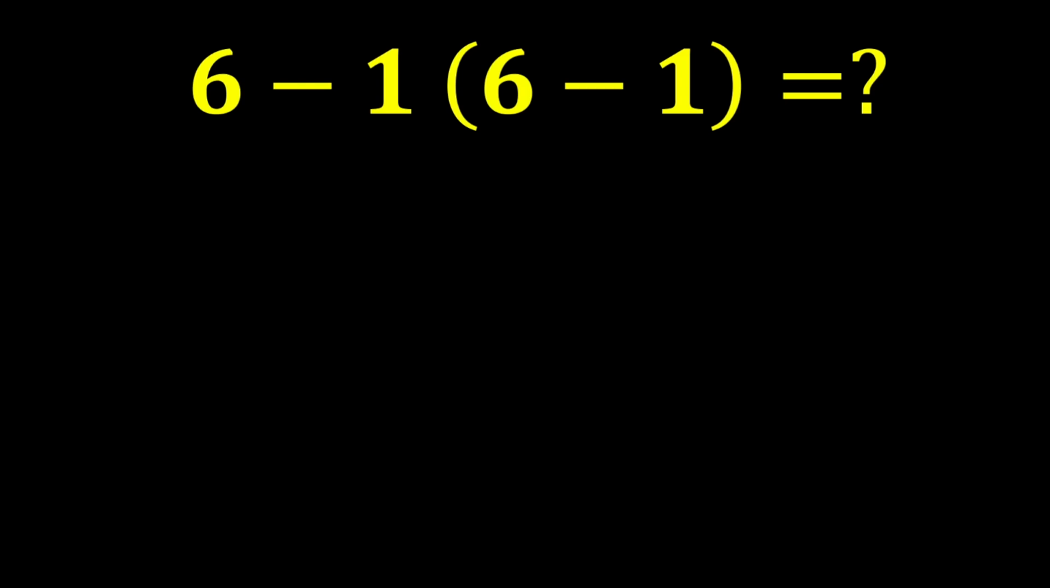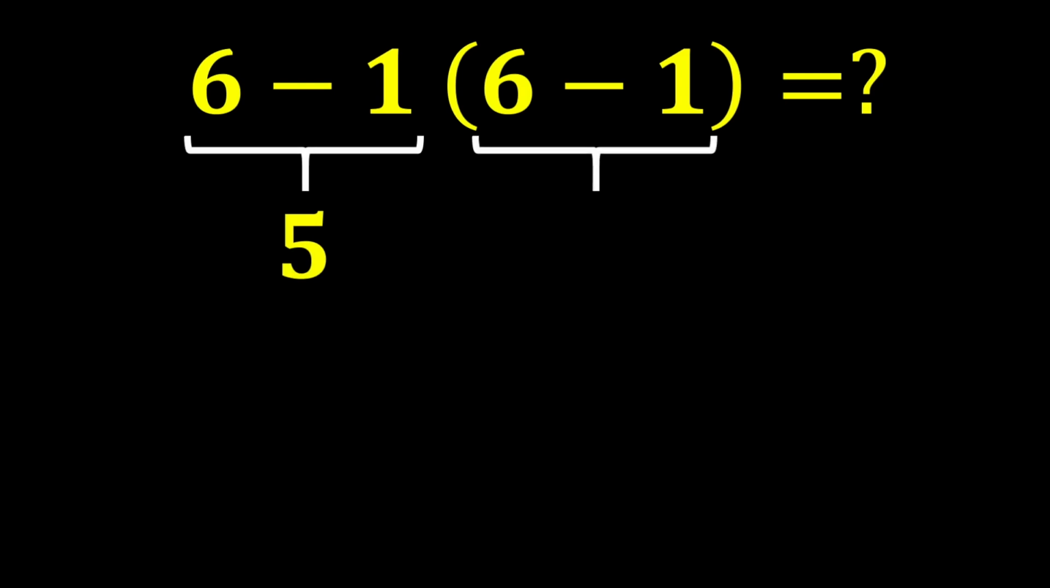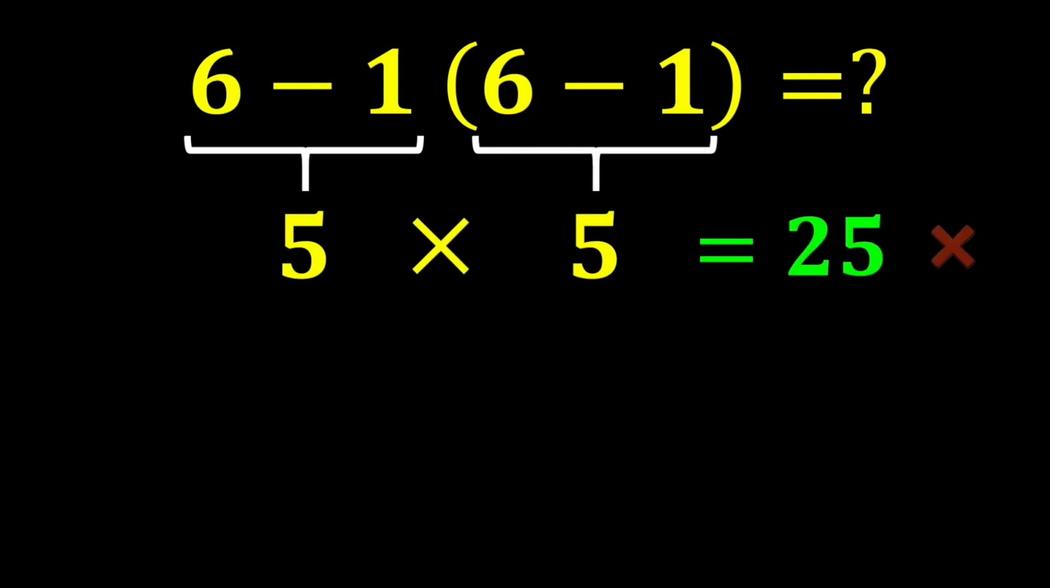In this video we are going to find the value of this expression. If you are ready, let's solve it. 6 minus 1 equals 5, and again inside the parentheses 6 minus 1 equals 5. In the end, 5 times 5 equals 25.